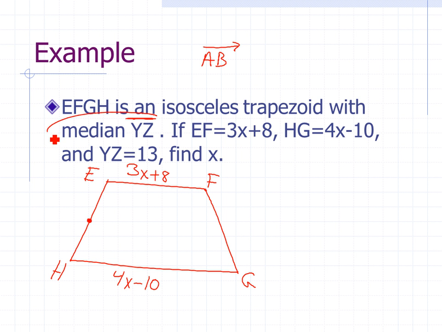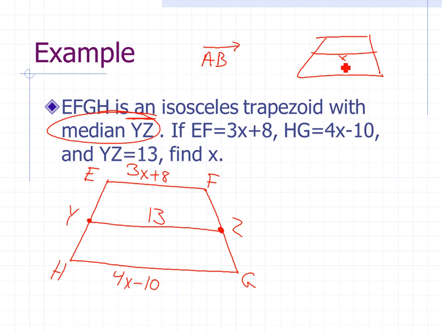If YZ is a median, then we know Y out here is a midpoint. We know Z is a midpoint. We're going to draw that in, and they tell us that that is 13. Now, if they just gave you, like we did earlier, the two bases and wanted you to find the length of the median, maybe that's X, and they tell you this is 10, this is 20.